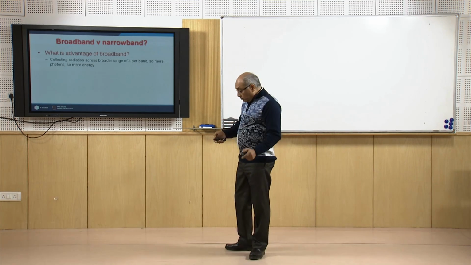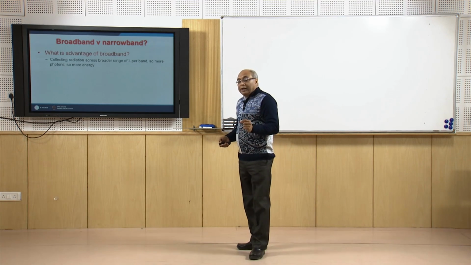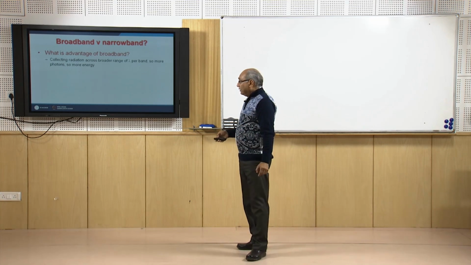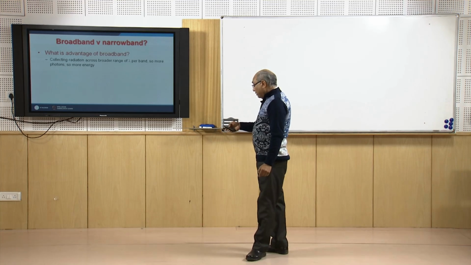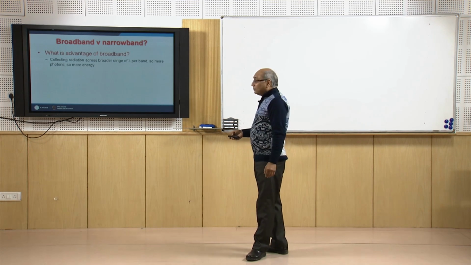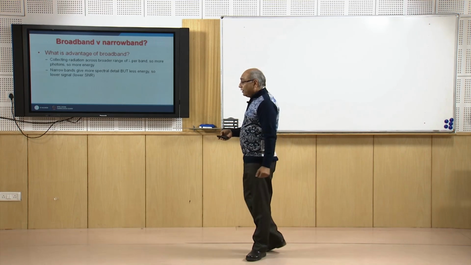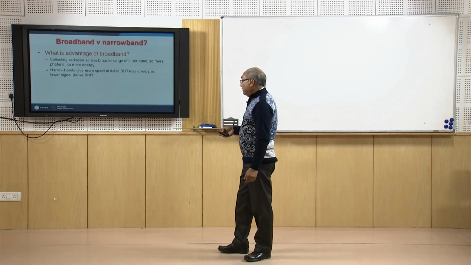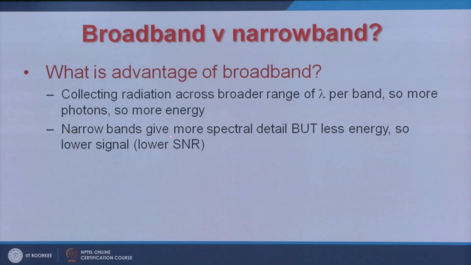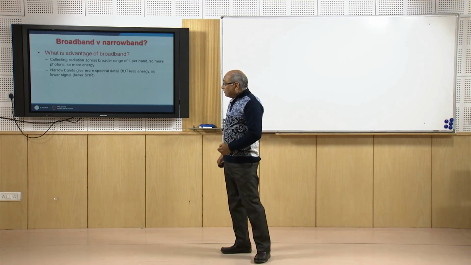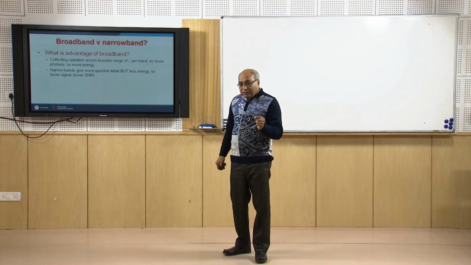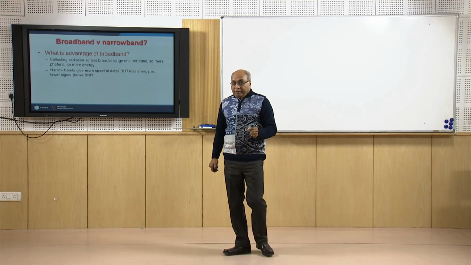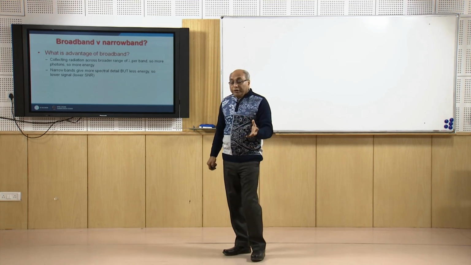Now the electronics are improving, so we are going to narrower channels, even 0.1 micrometer channels, and more channels are there. So the broadband advantage is that it provides sufficient energy so that it can be recorded by a sensor around 850 kilometers in space. Narrower bands, whereas, give more spectral detail but less energy, so a lower signal to noise ratio. As I have just mentioned, if the band is very narrow, there are chances that sufficient energy may not reach, and the noise ratio is going to be much higher.